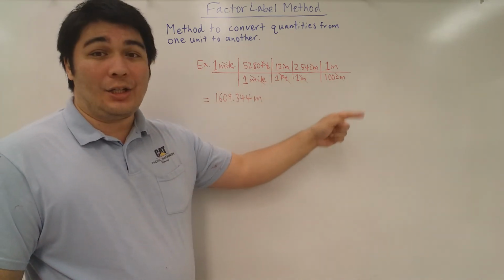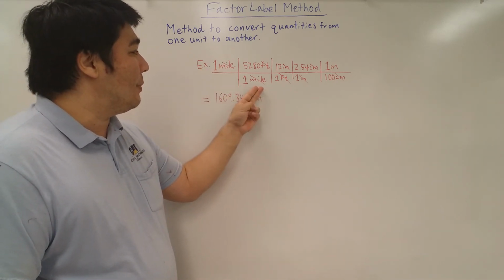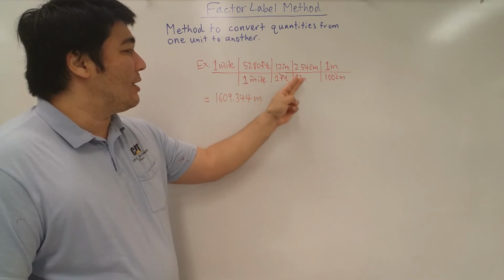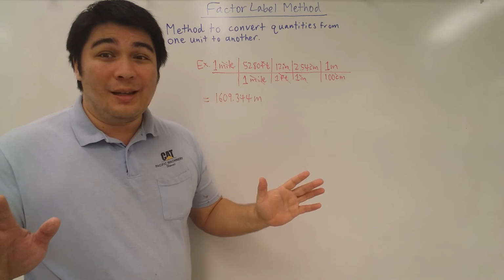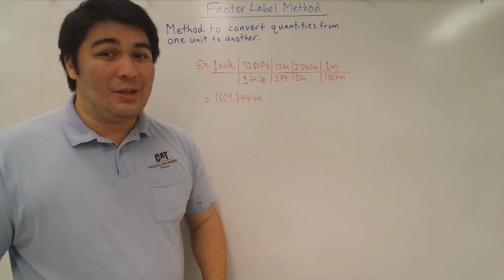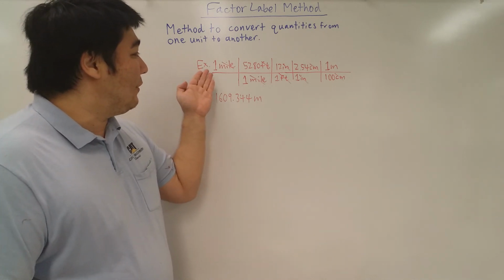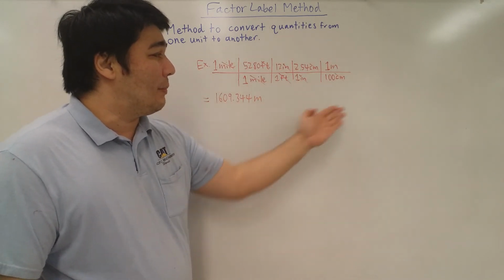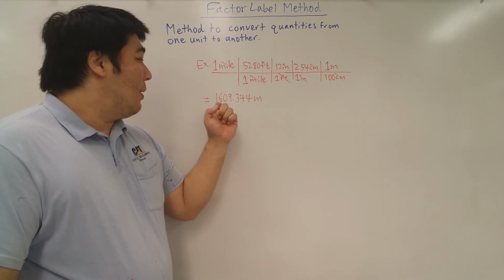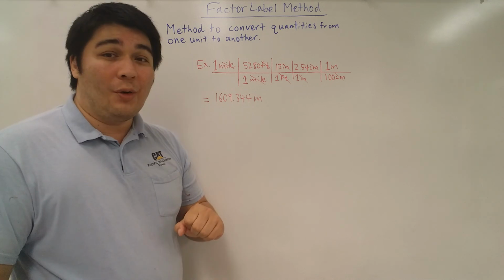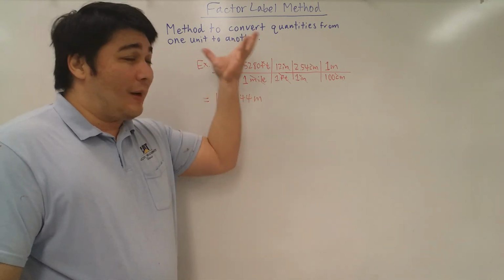Okay, so now that we've done that, we can start canceling everything, and that's why I put these slashes through all of the different units. What you'll notice is that miles cancels with miles, feet cancels with feet, inches cancels with inches, centimeters cancels with centimeters, and all I'm left with is meters, which is exactly the unit that I want. So now I can take all of these numbers, put them into my calculator, and get the answer I'm looking for, which is 1,609.344 meters.